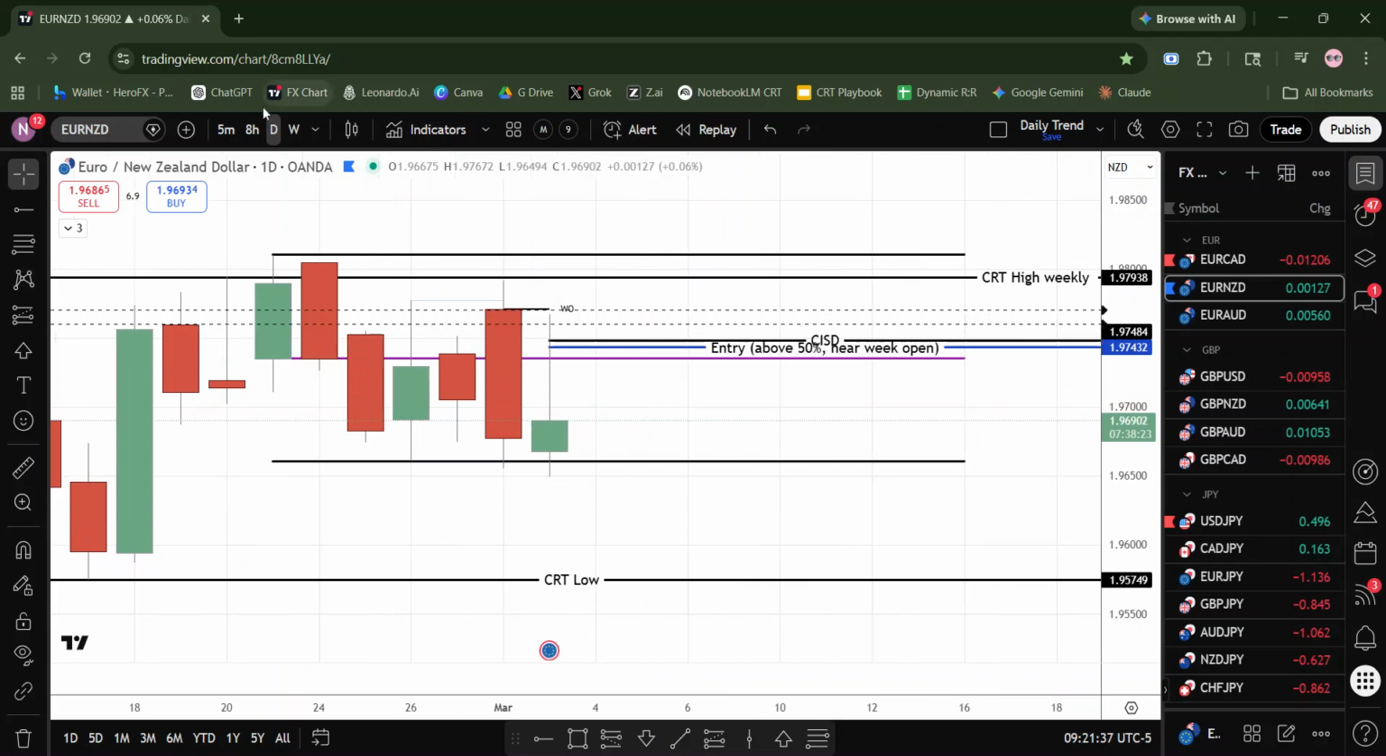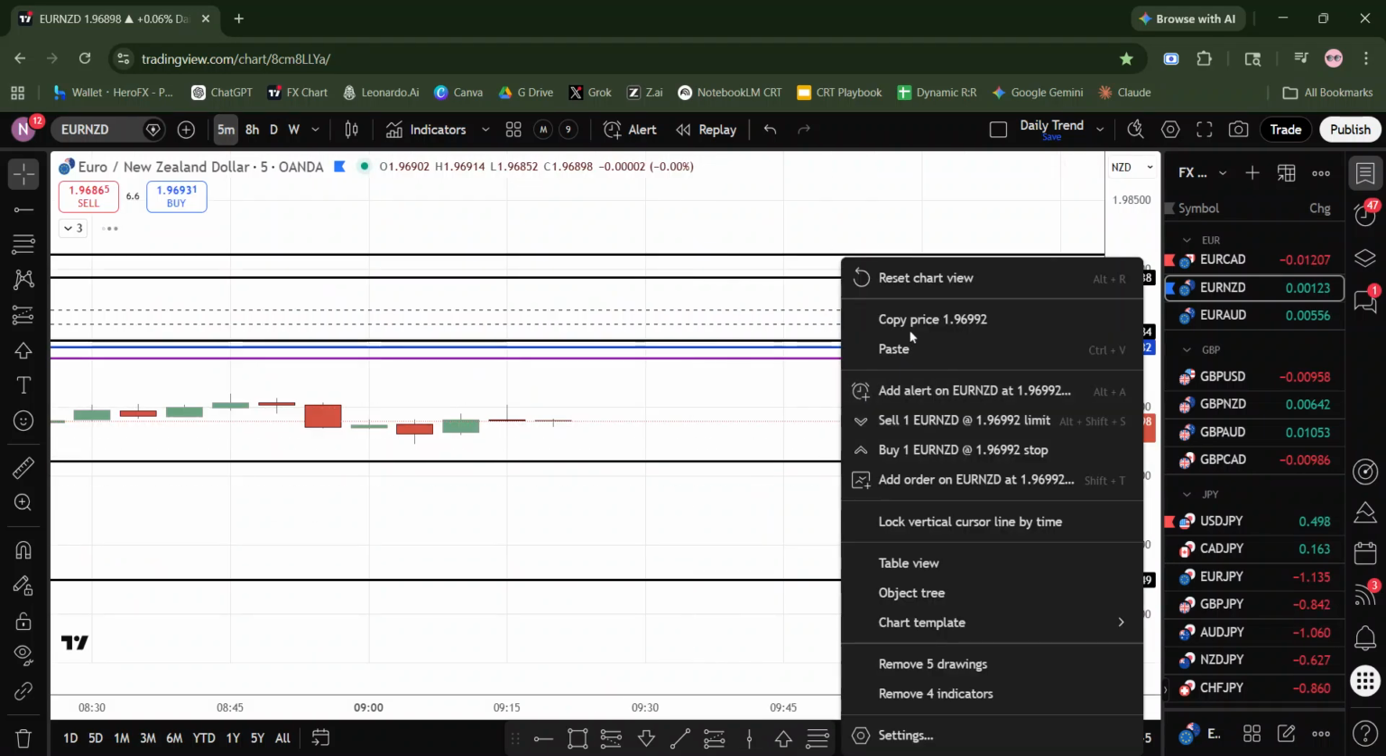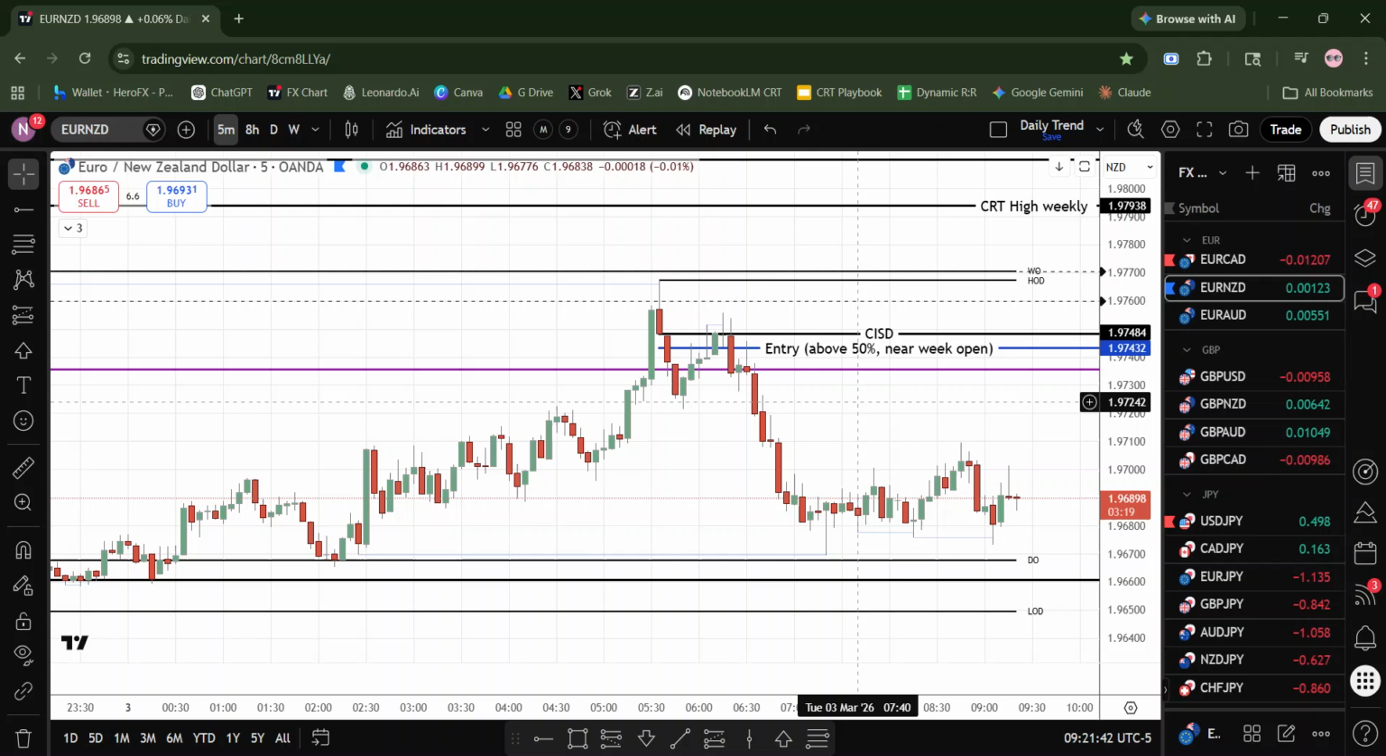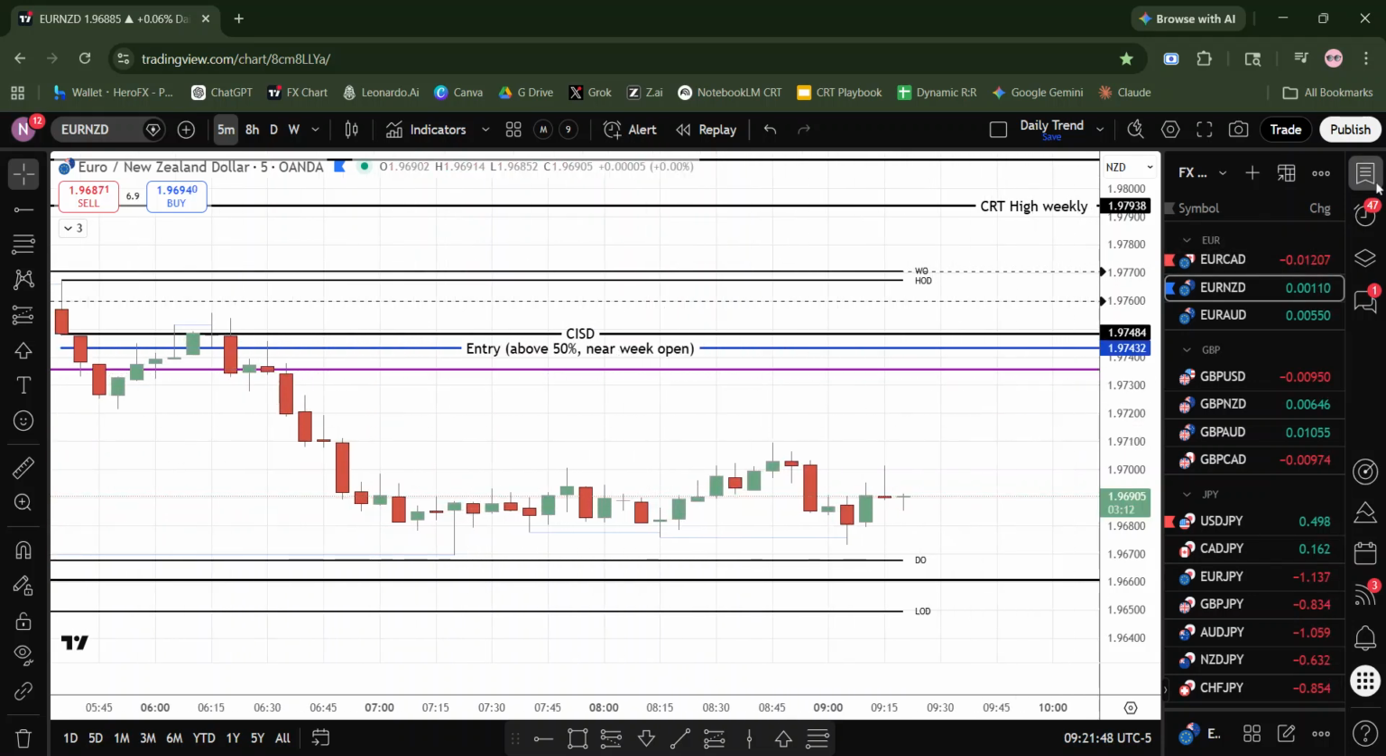If you see that here, I can go down on the 5-minute. So I'll show you where I got in. Okay, so right here, it's close enough to the weekly open. This was the high of the day here. Make this bigger. Get rid of those.